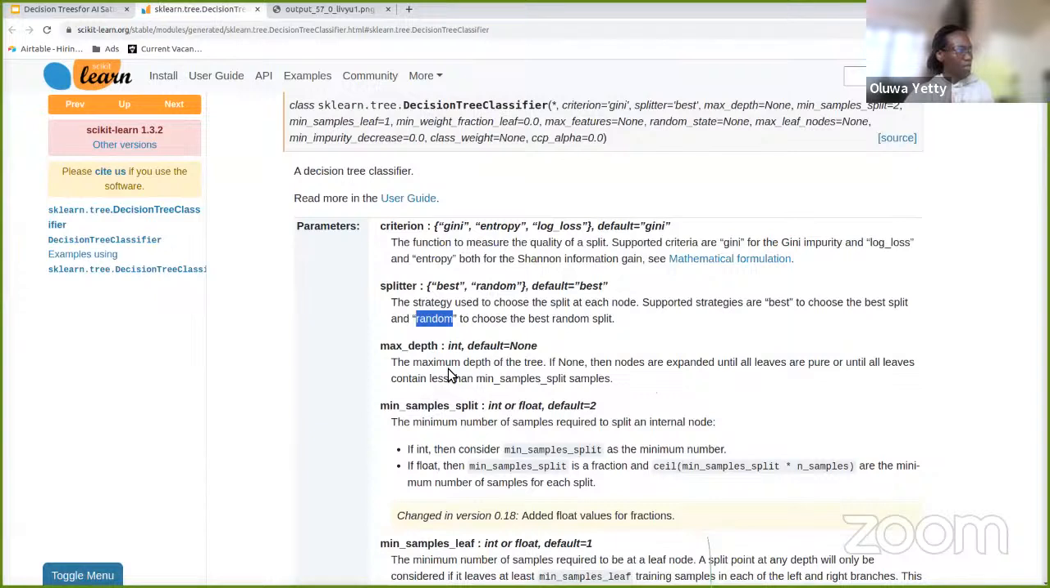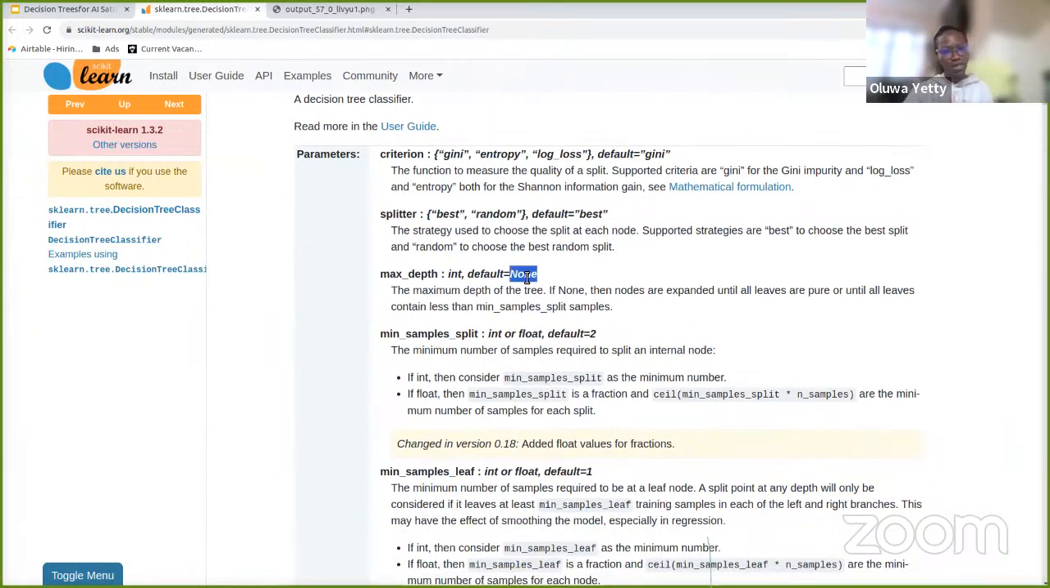The maximum depth, as I mentioned, is how deep you want your decision tree to go. The default is none, so it just means that in this case, the recursion would be based on something else, not the maximum depth. But you can decide the maximum number of depths that you want, and it will terminate once it gets to that number. If you leave it at none, it will keep going until it's able to find the optimal path, or it uses some other criteria, like the minimum sample split.